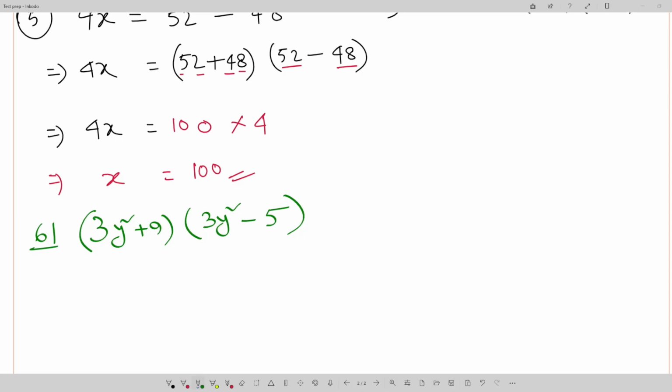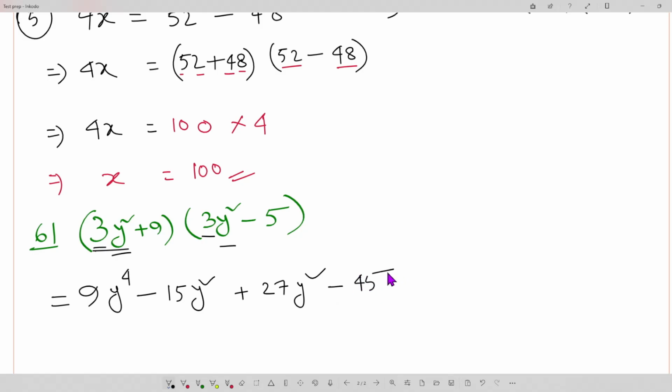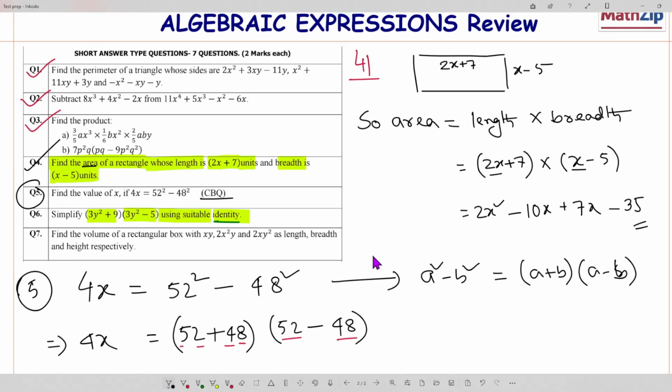This is just simple multiplication: 3 times 3 is 9, y square times y square is y to the power 4. Then 3y square times minus 5 gives minus 15y square. Then plus 9 times 3 is 27y square, and plus minus, once you multiply, 9 times 5 is minus 45. This is our answer.